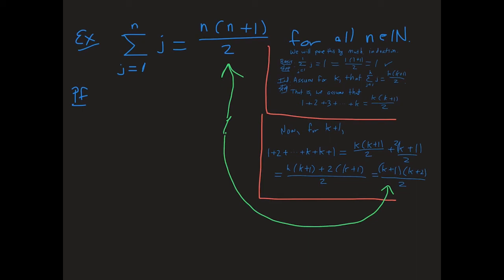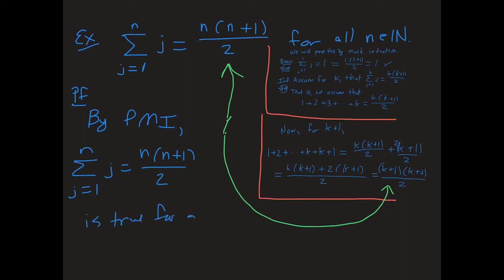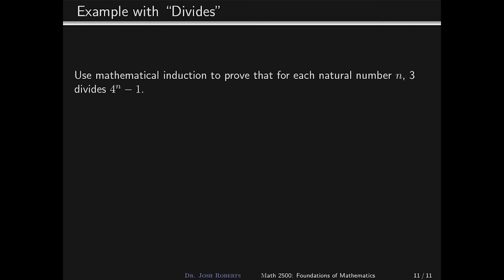So what we say now, by the principle of mathematical induction, the sum as j goes from 1 to n of j equals n times n plus 1 over 2 is true for all n a natural number. And that's the end of the proof. Now we're going to do one more example that is not a summation example. It is instead a divides example.